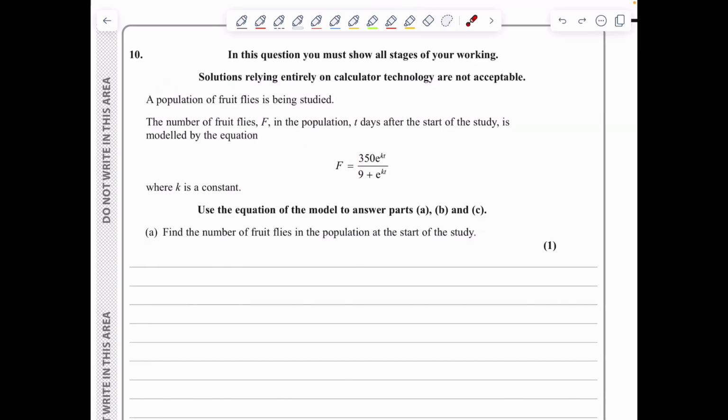In question 10, we've got the study of a population of fruit flies where capital F, the number of fruit flies, t days after the start of the study is given by this expression here. Now we need to use a given equation to find the number of fruit flies at the start of the study. Well, this simply means that we need to substitute t is 0 into the given equation, which leads to f being equal to 350 e to the power of 0 over 9 plus e to the power of 0, which gives an answer of 35 fruit flies.